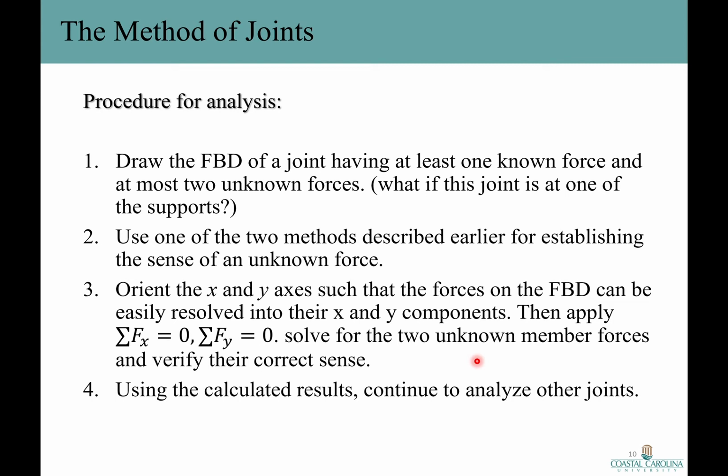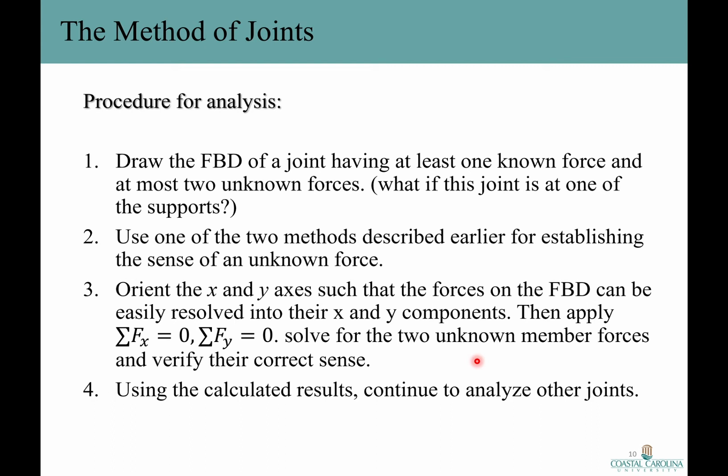First step in analyzing our truss using the method of joints. First step is always draw the free body diagram of a joint having at least one known force and at most two unknown forces. Well, what if this joint is at one of the supports? Then what do we do? Well, in these cases, it may be necessary first to calculate the external reactions at the support and then go through the joints.